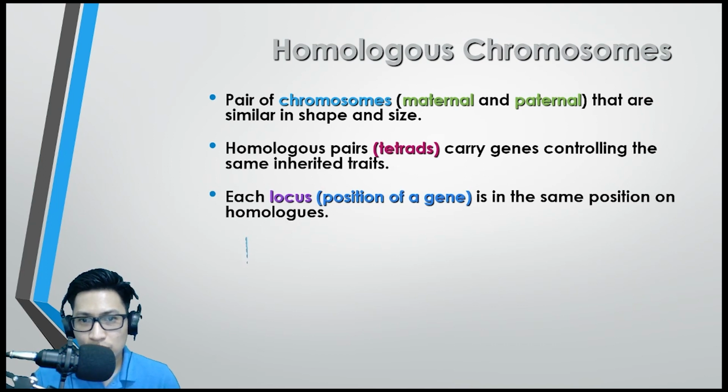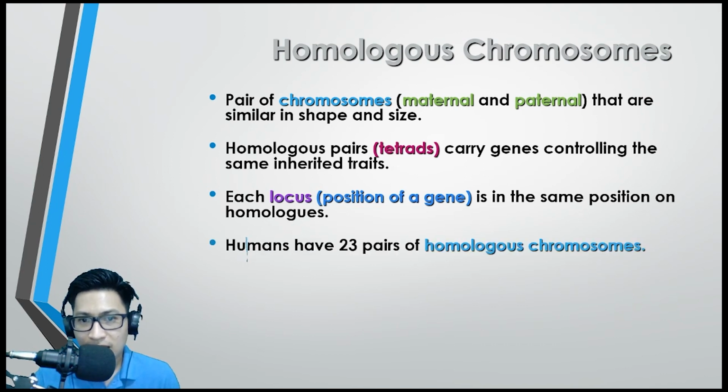So each locus, ito yung position of a gene, no? The gene is the inherited trait that is present in the homologue, no? So each gene has a locus and they have same position on homologues. The maternal and paternal, which contains the same inherited traits, in which magkalinya yung locus nila or position of the gene, yun yung bubuo ng tetrad. This is important because during the crossing over, no, ito yung hinahanap natin during the crossing over.